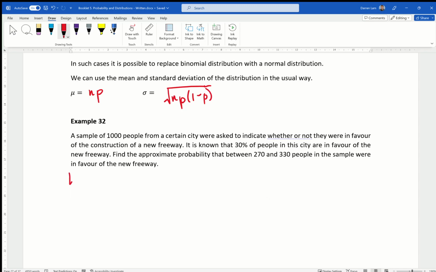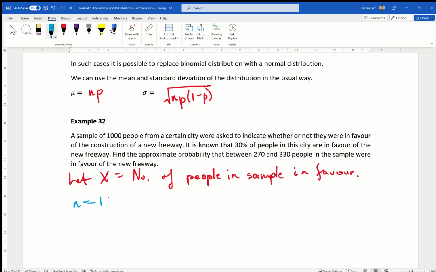I'm going to go ahead and define my variables first. Let x equal the number of people in the sample in favor. I'm going to define my n equal to 1000 and my p equal to 0.3. Following the formulas, I know that 300 is going to be my average, and my sigma, or my standard deviation, is going to be the square root of 1000 multiplied by 0.3 times 0.7, which gives you the square root of 210.